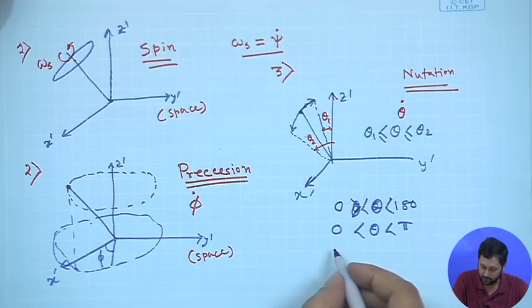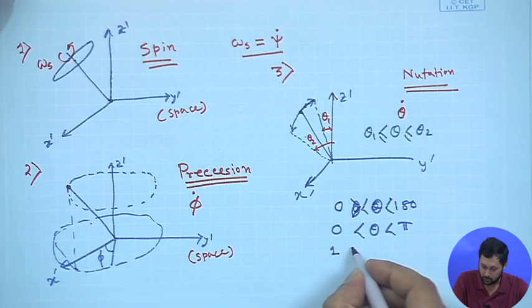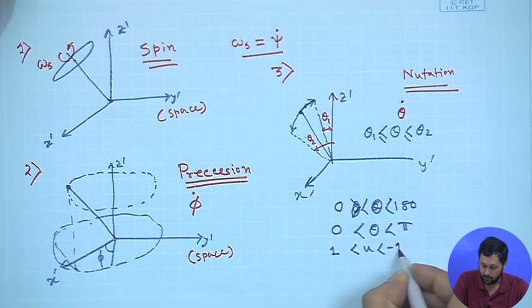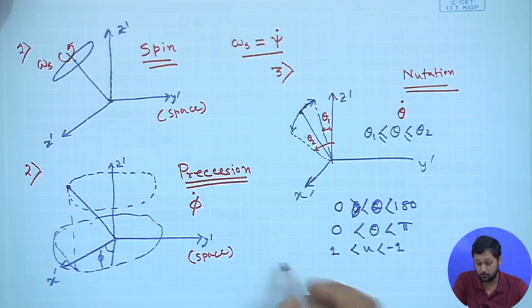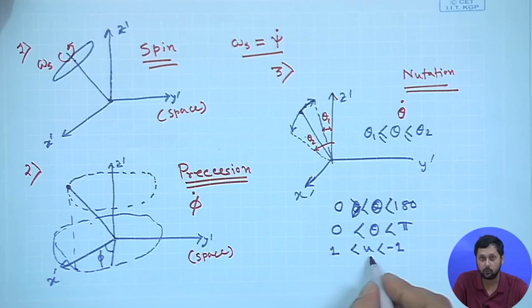Now, in this range, cos theta can have a value of 1. Okay. So, when we check the range of u, it has to be between 1 and -1. So, that is for any physically possible motion. Please remember, u is equal to cos theta. So, u has to be within this range.